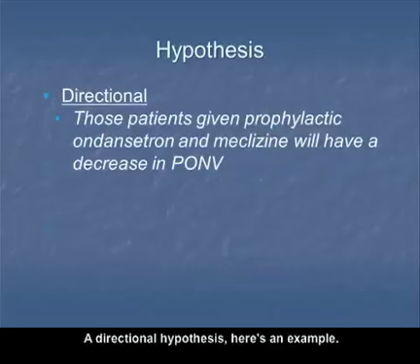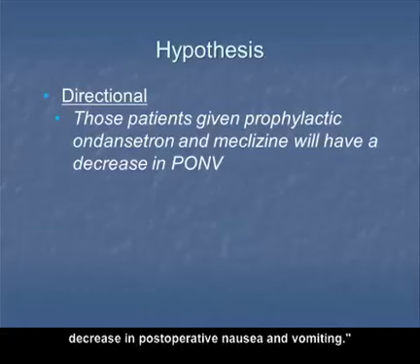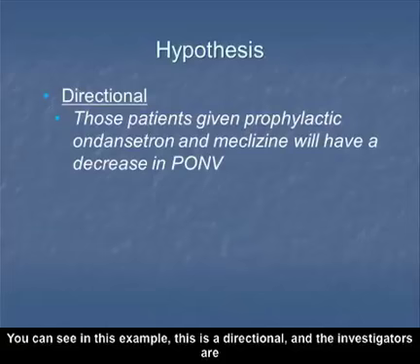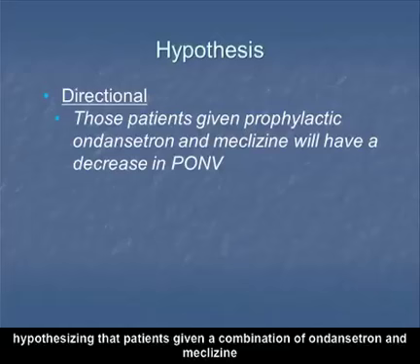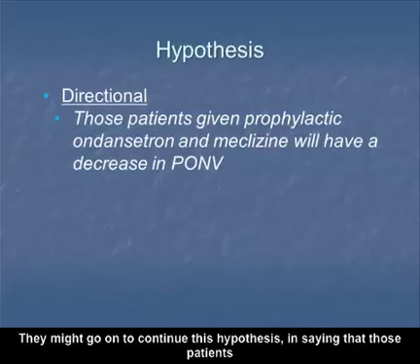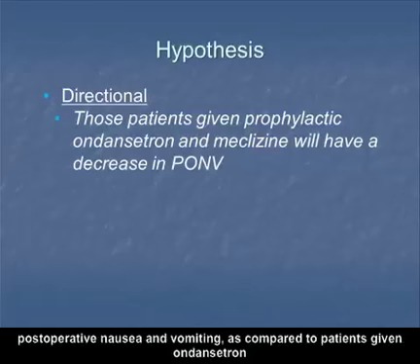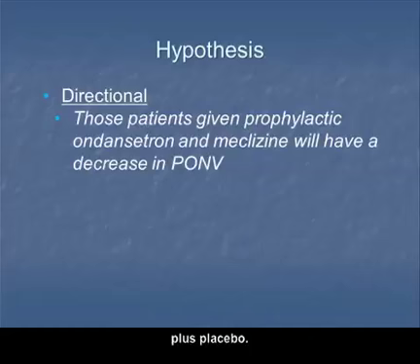A directional hypothesis, here's an example. Those patients given prophylactic ondansetron and meclizine will have a decrease in postoperative nausea and vomiting. So you can see in this example, this is a directional hypothesis, and the investigators are hypothesizing that patients given a combination of ondansetron and meclizine will have a decrease in postoperative nausea and vomiting. They might go on to continue this hypothesis in saying that those patients given prophylactic ondansetron and meclizine will have a decrease in postoperative nausea and vomiting as compared to patients given ondansetron plus placebo.